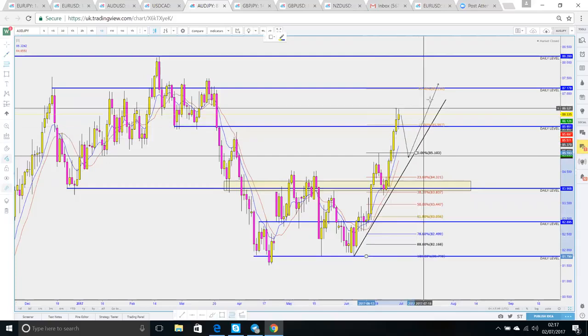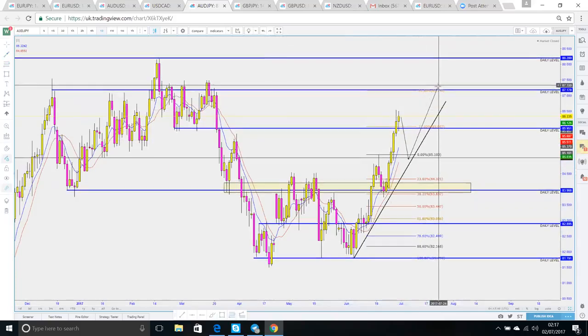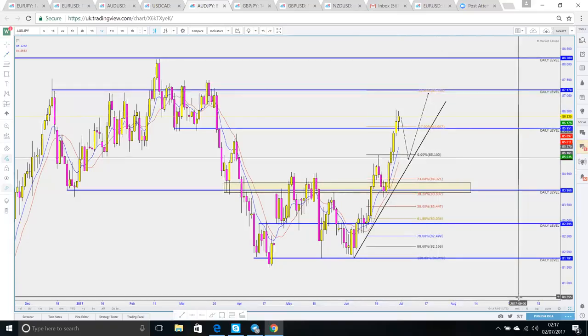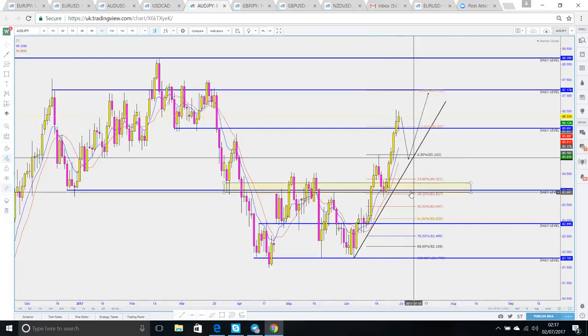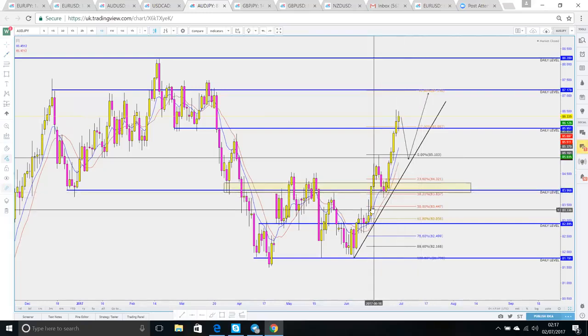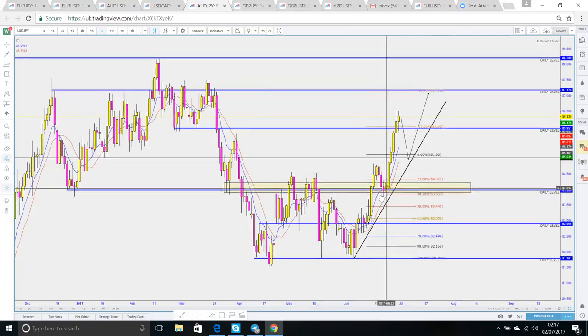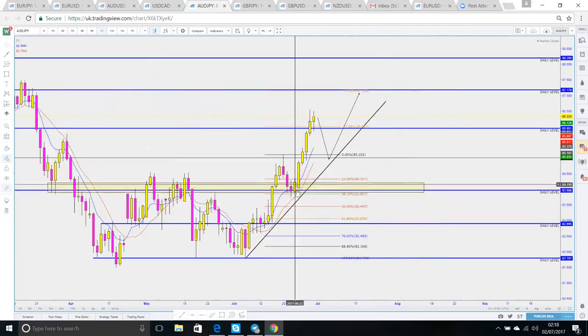Exactly, the price achieved the first target. I'm still expecting the price to hit the next target. Makes sense? Pretty easy, guys. 38.2 Fibonacci retracement on the daily. That's it. You've got a bullish day. Tweezers, you've got an engulfing candlestick.